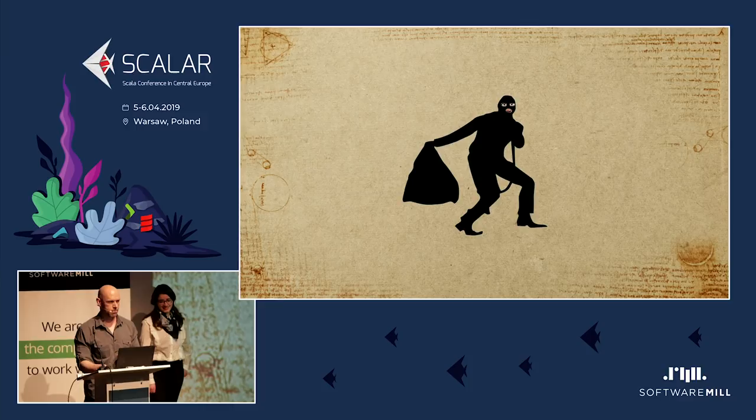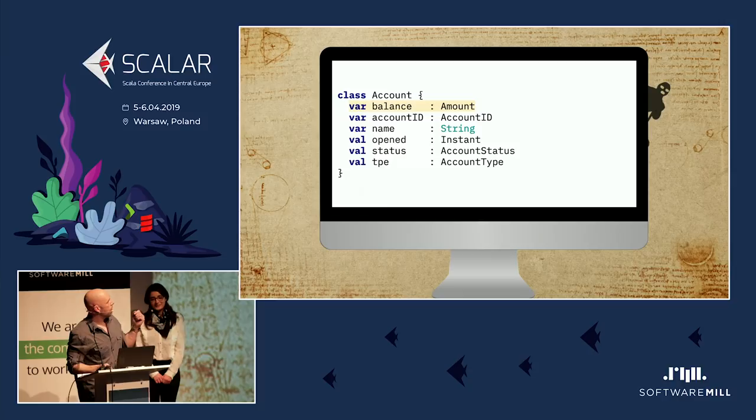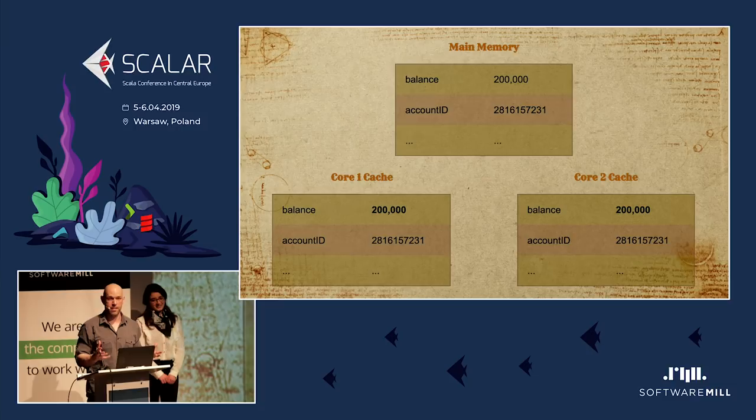In the next exploit, our thief takes advantage of the fact that this balance variable here is not declared as volatile. And that's a problem because modern CPUs have dozens of cores, and they all share the same main memory, but it's actually very expensive to read data from main memory. So what happens is threads take little bits of data from main memory and they cache it in the local cache that every single core has.